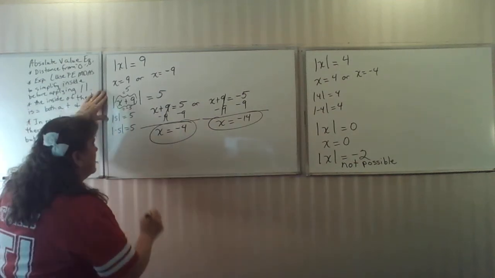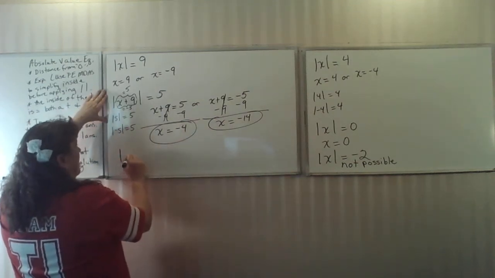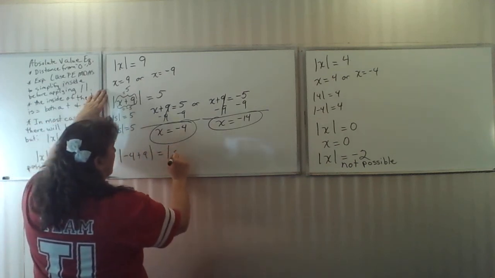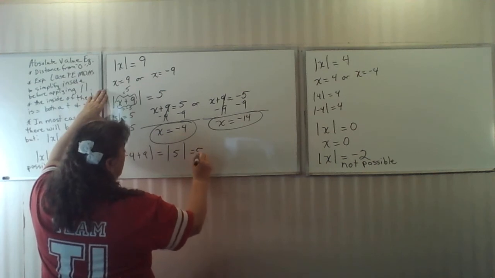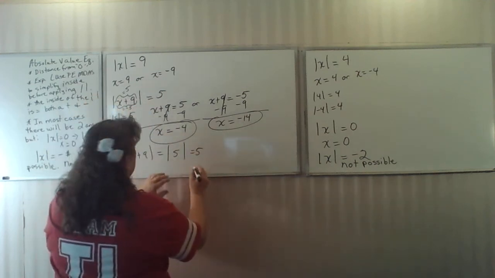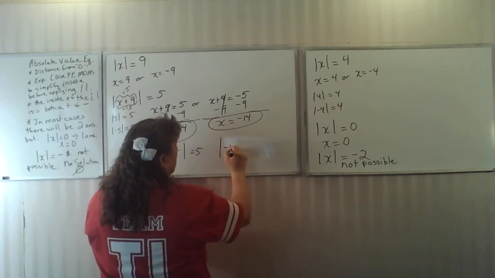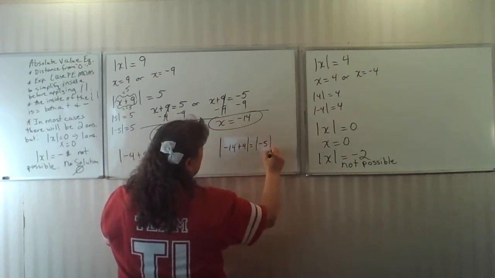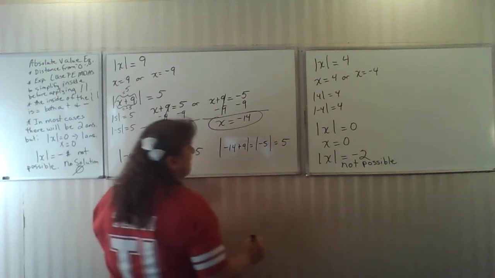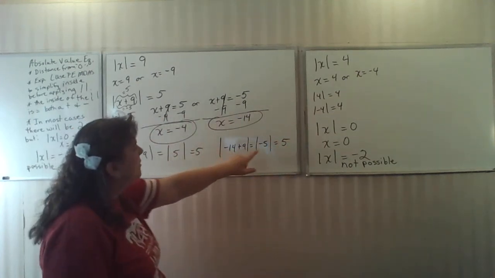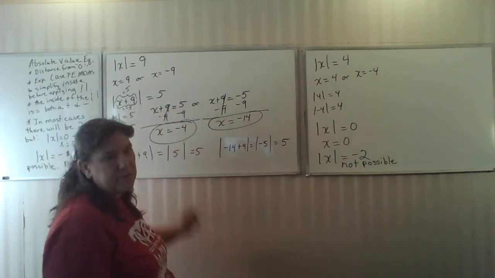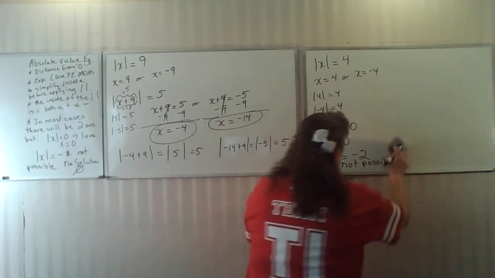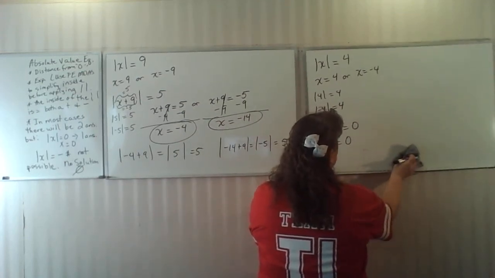Now let's check it. Let's put it back inside and see what happens. Negative 4 plus 9, that's equal to a 5, which is the same as what I started with. Now let's try the other one. Negative 14 plus 9 is equal to a negative 5, which is also equal to that 5 being 5 from 0. So this 5 also agrees with that 5. So we know we got the two correct answers. Let's look at another one that is fairly simple like that.